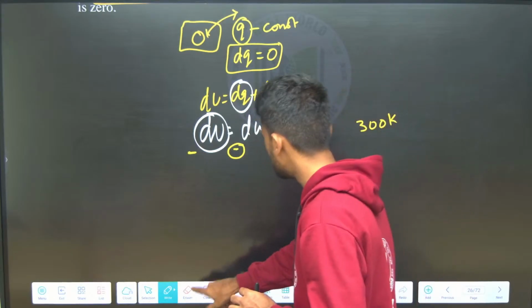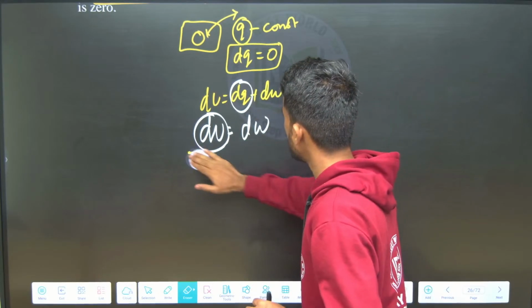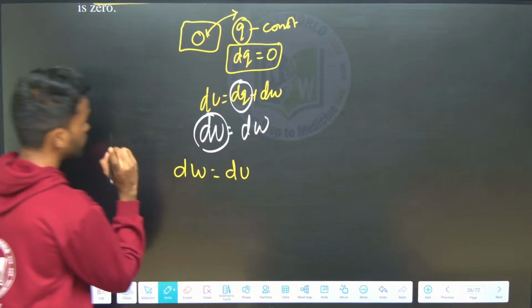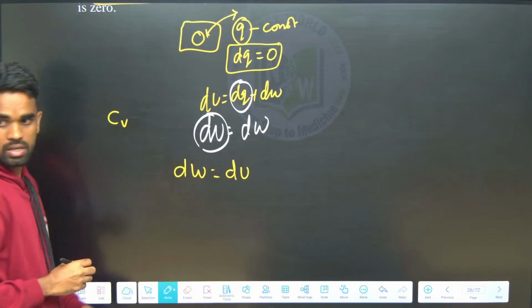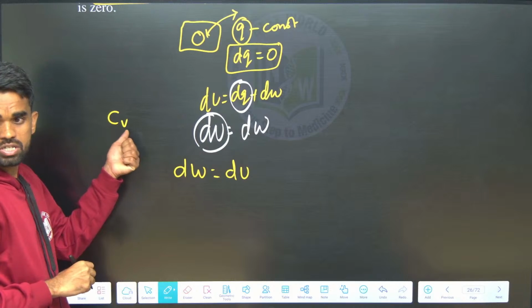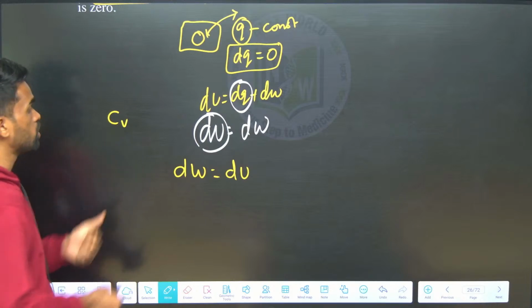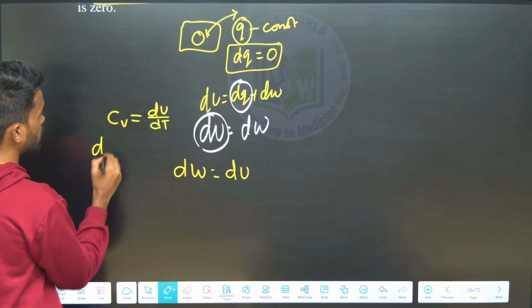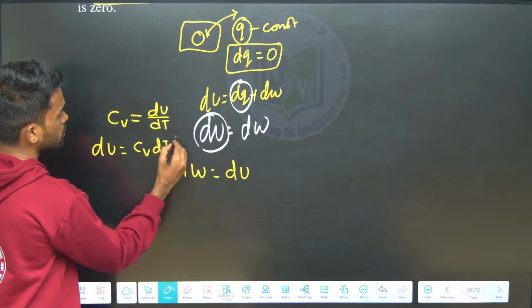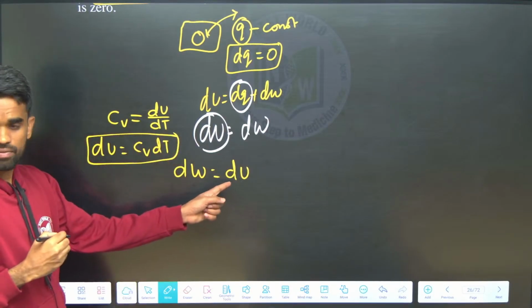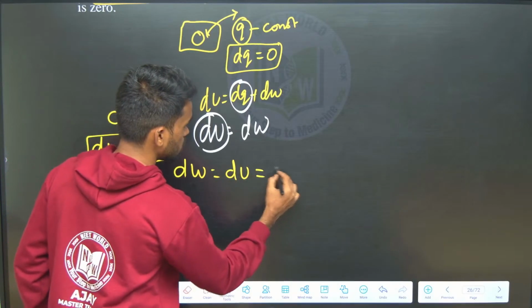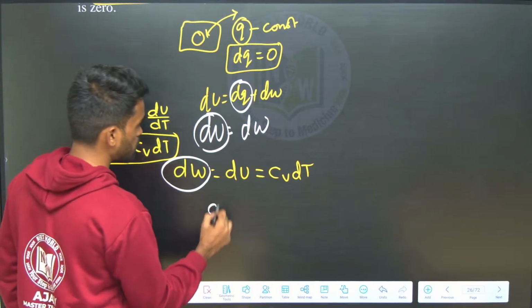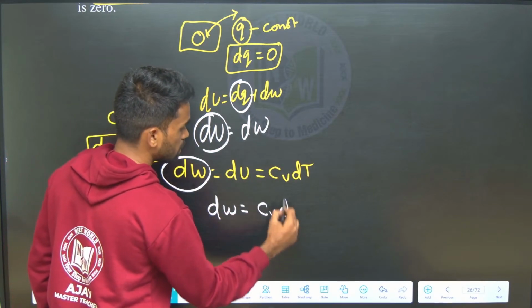Yeah. So now here work done dw equals dU, I am writing dw equals dU. When we studied heat capacity at constant volume, molar heat capacity at constant volume Cv equals dU by dT, we have studied. So from here dU I can write as Cv dT. In the place of dU I can write Cv dT. Why am I writing like this? Because I want work done. So dw equals Cv dT I am writing.